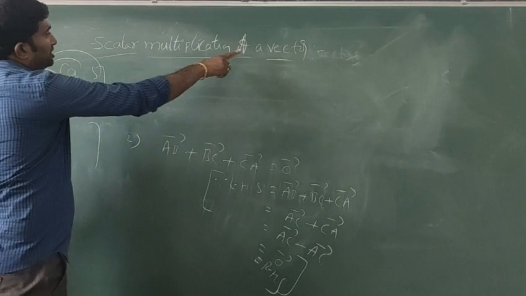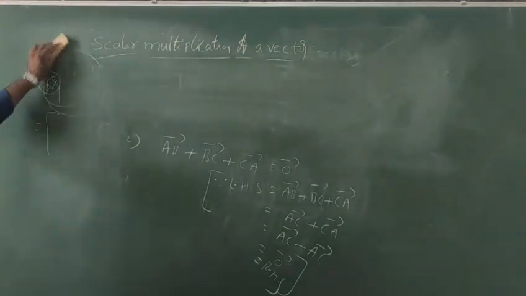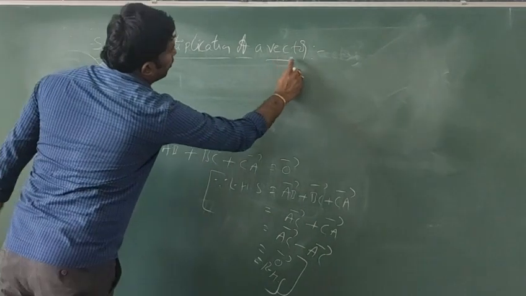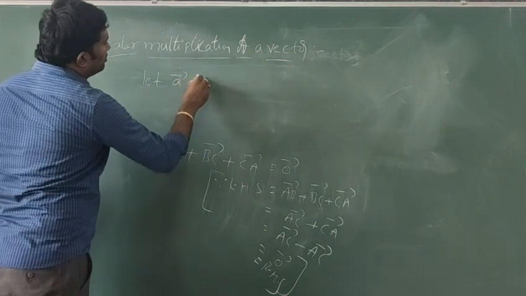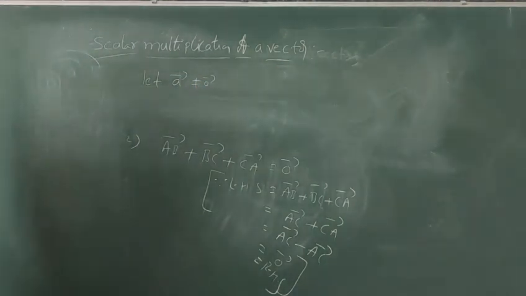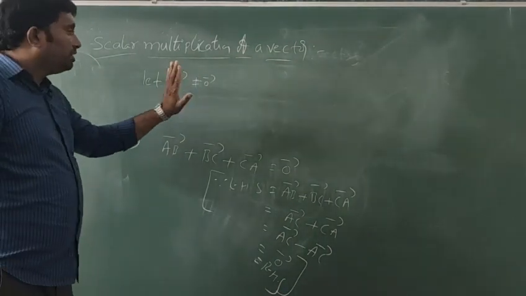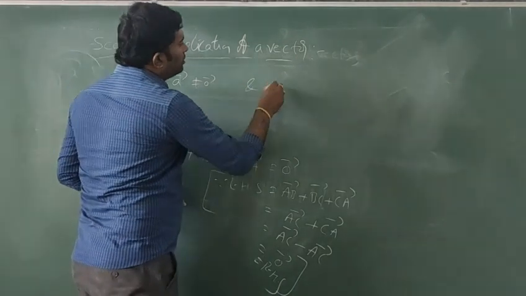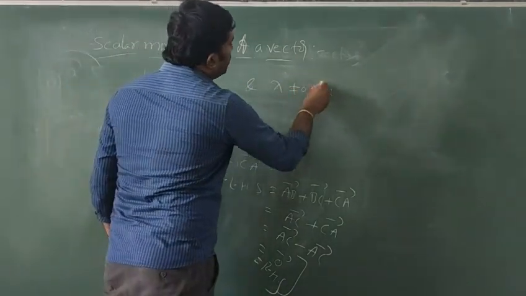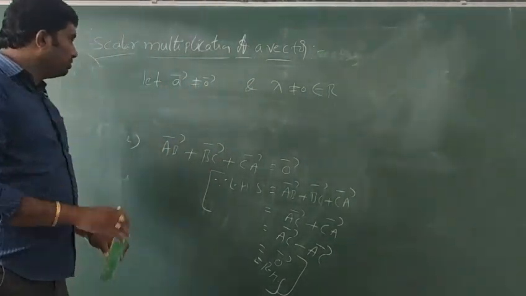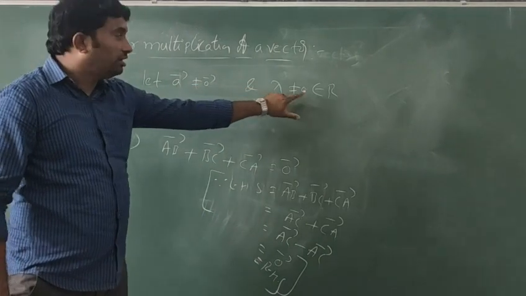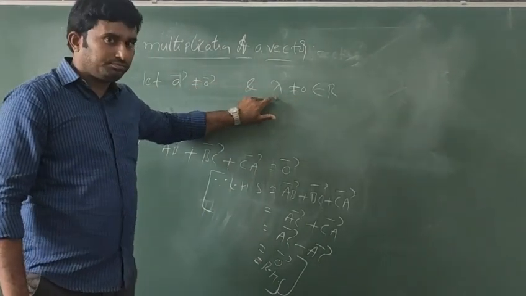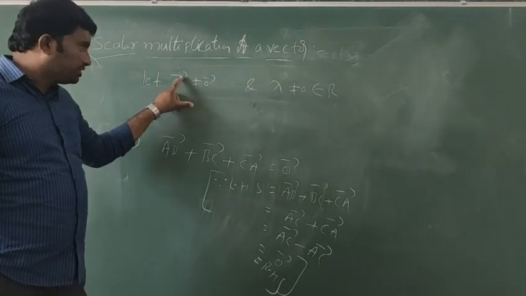Now scalar multiplication of a vector. To define this, we want one scalar and one vector. See, let A bar be a non-zero vector. That means the magnitude is never zero. And lambda be a non-zero real number. Right? Just listen, I will give notes. A real number is nothing but a scalar. A bar has direction, so it is the vector.